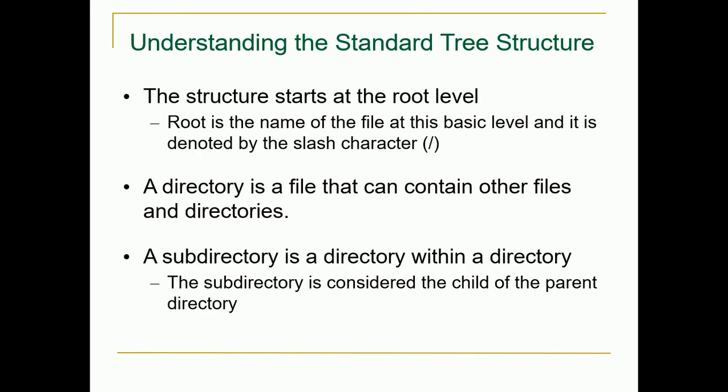In Linux, the structure of the file system starts with a root level. Root is the name of the file at this basic level and it is always denoted by a forward slash. A directory is a kind of file which contains other files or directories. In Windows, we use the terminology folders, which act as a location for the storage of files and subfolders. Here we use the terminology directory for the folders. A subdirectory is a directory within a directory which may contain further subdirectories or files.